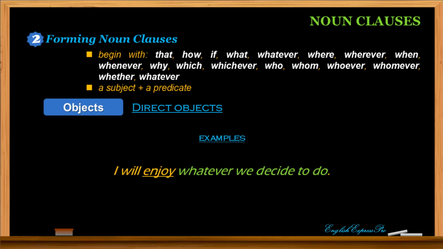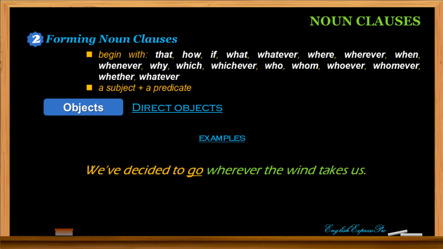I will enjoy whatever we decide to do. Whatever we decide to do is the direct object of the verb, enjoy. We've decided to go wherever the wind takes us. Wherever the wind takes us is the direct object of the verb, go.